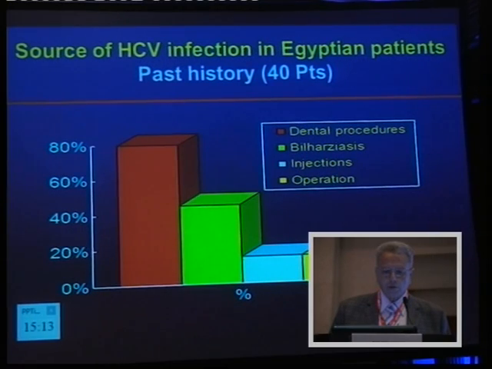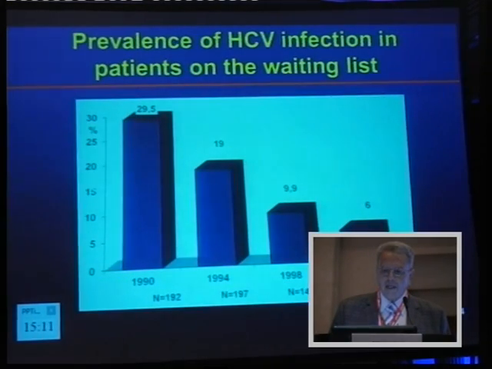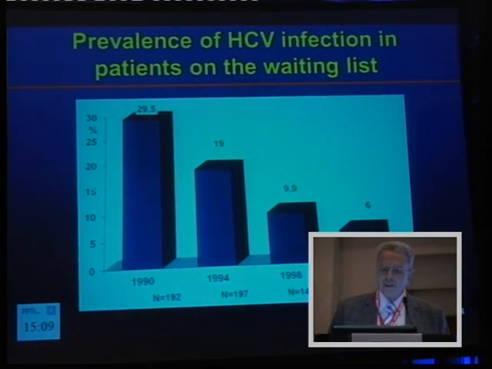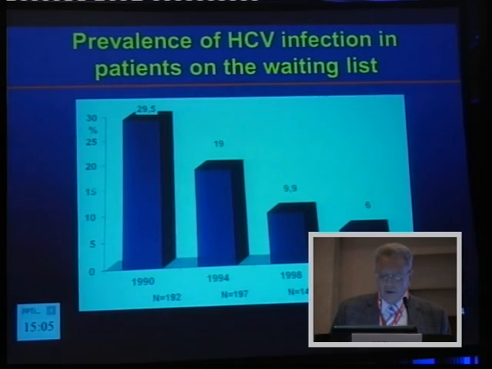The prevalence of HCV infection in patients on the waiting list, as you can see here, from 1990 up to 2002, shows a marked drop in the incidence of antibody testing in the patients on the waiting list for transplantation.